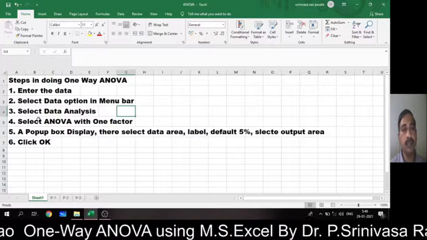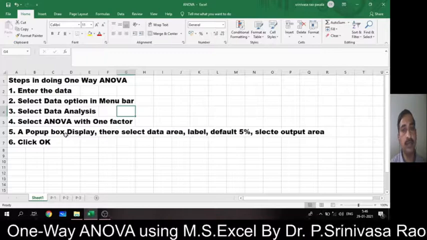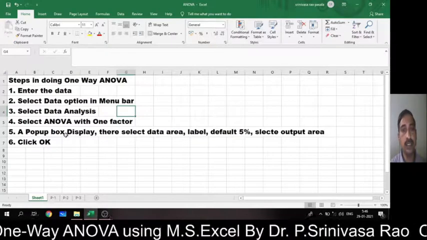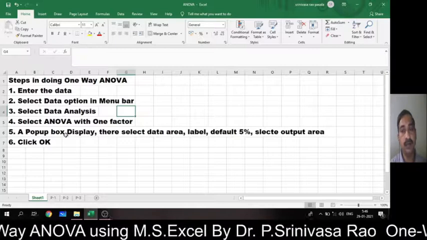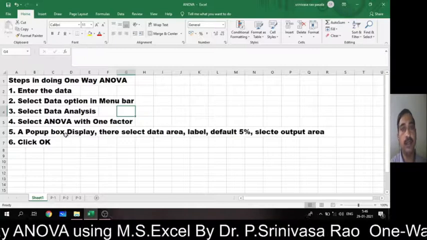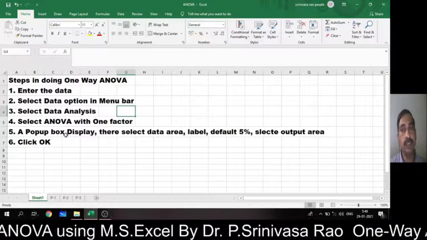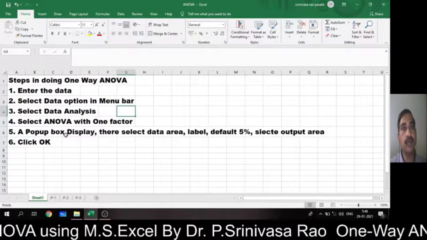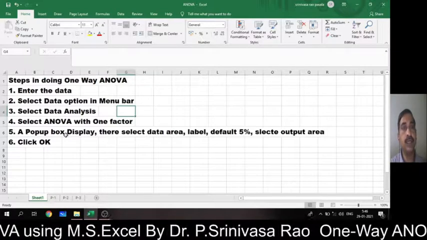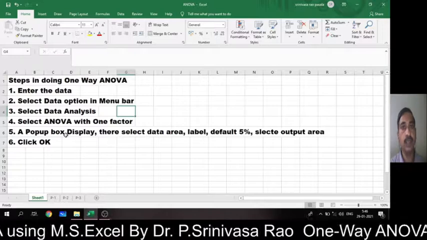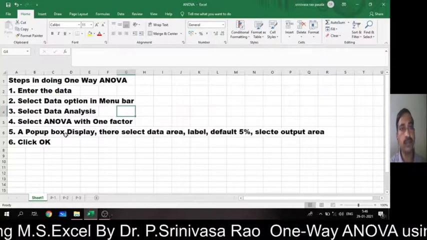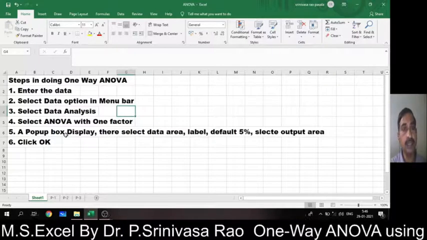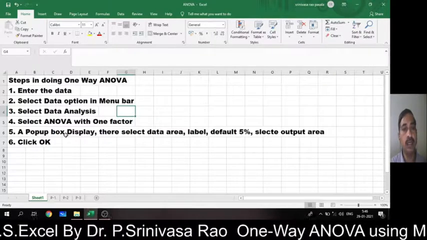Then a pop-up box appears. There, first you select the data area and label. By default there is a 5% level of significance, and select the output area. Then click OK, and the ANOVA table appears. Let us see with one example how to carry out one-way classification of ANOVA in MS Excel.